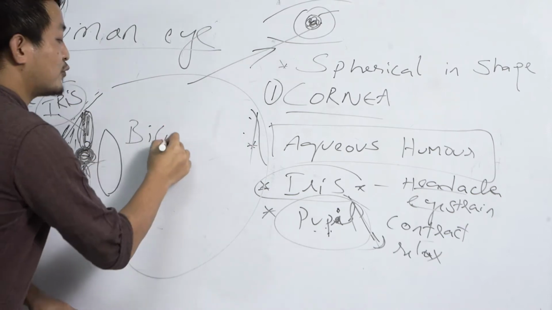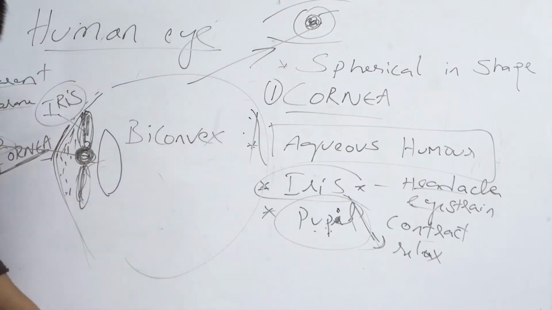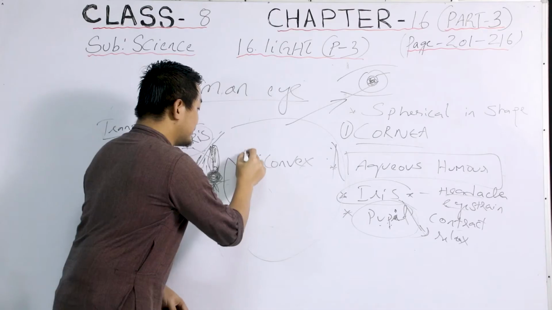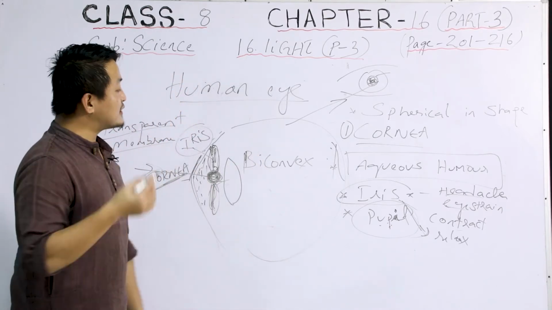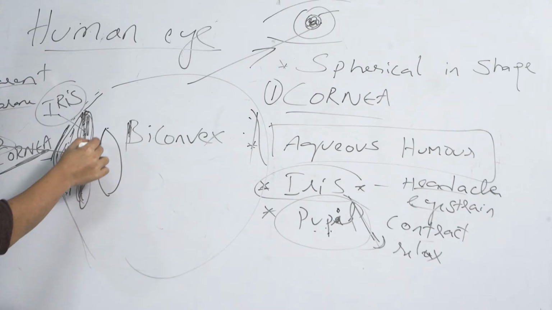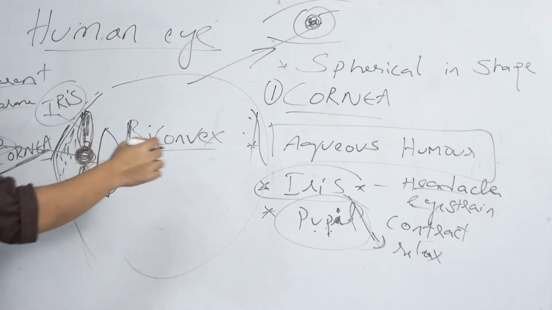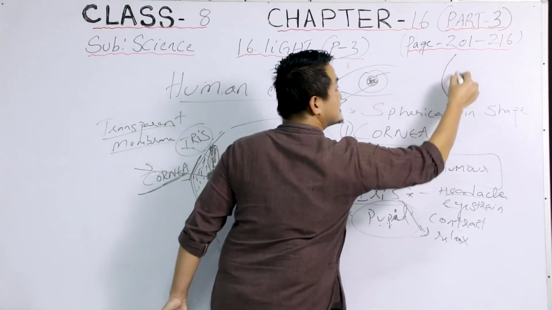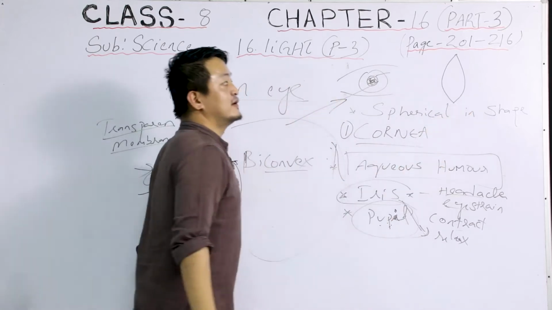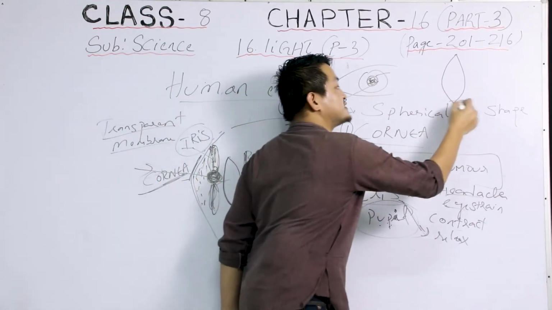Biconvex lens inside our eye. Clear? Now, in exam, if they ask what type of lens is present inside the eye, right below the pupil, then that is a convex lens. So the convex lens shape will be like this. It will be thicker in the center, thinner at the edge.